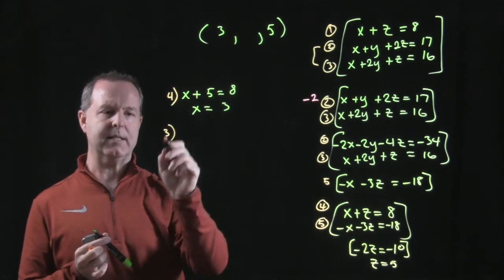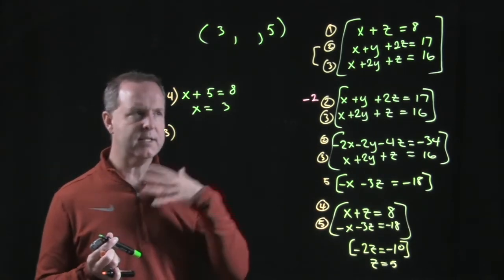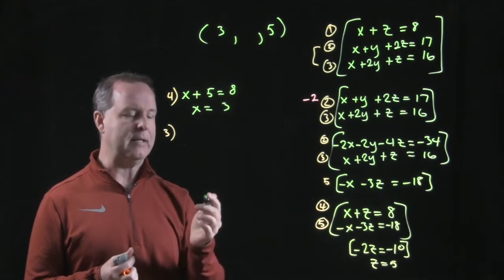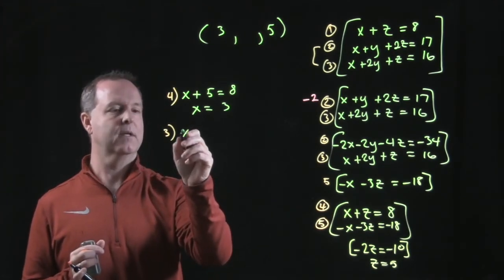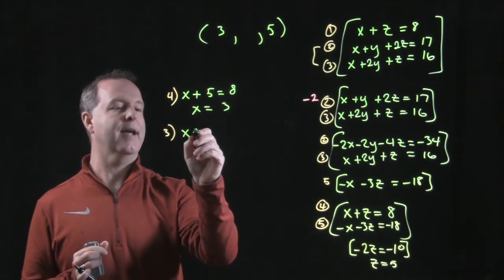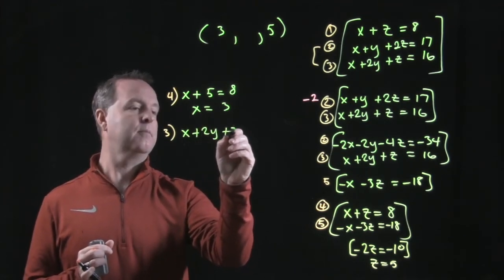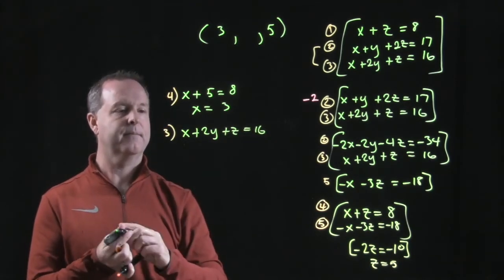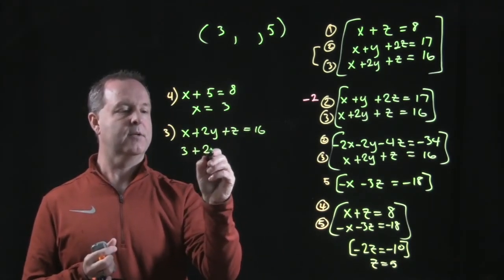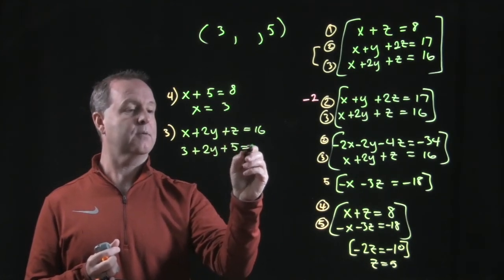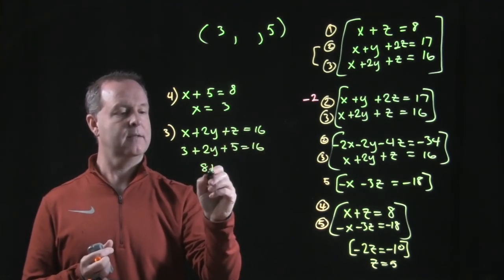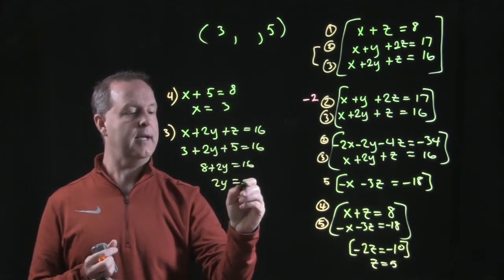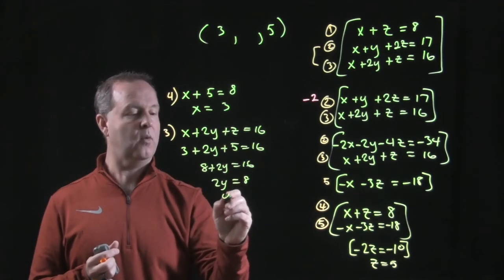And again, I just use these 3's and 4's, these markers, just to help me keep clear where these equations are coming from. Without them, I'm going to have to be looking all over the place, and I can kind of get confused. So let me just write down x plus 2y plus z equals 16. We know x now to be 3, plus 2y plus 5 equals 16. 8 plus 2y equals 16. I might be going too fast because I'm so excited. 2y equals 8, y equals 4.